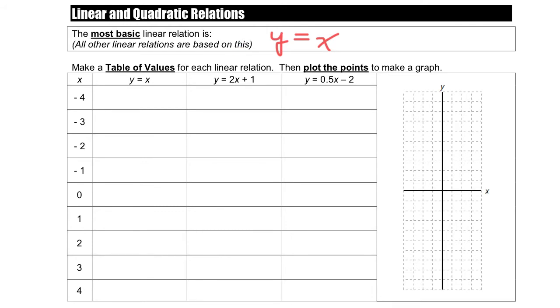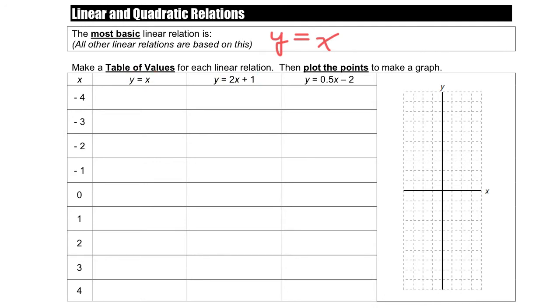So you can see I have a table of values here with 3 different linear relations. Y equals x, y equals 2x plus 1, and y equals 0.5x minus 2. Now you've seen linear relations in previous math classes. You should be able to make a table of values using an equation.